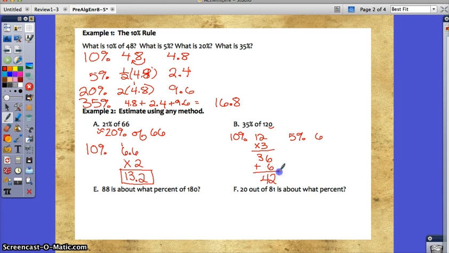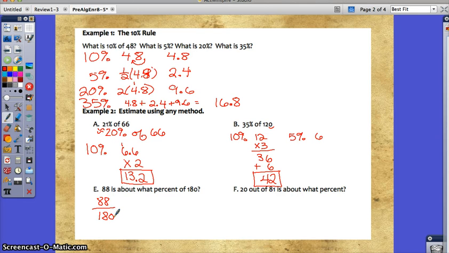So we get about 42. 88 is about what percent of 180? So now we know that we want to find the percent. 88 is the part, and we want to know 88 out of 180 is about what percent?